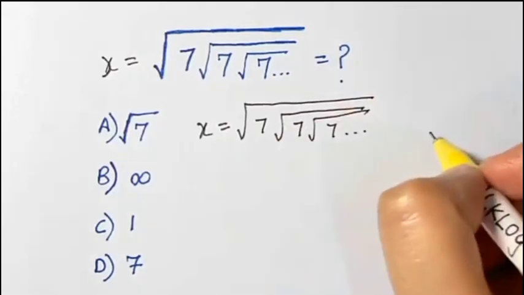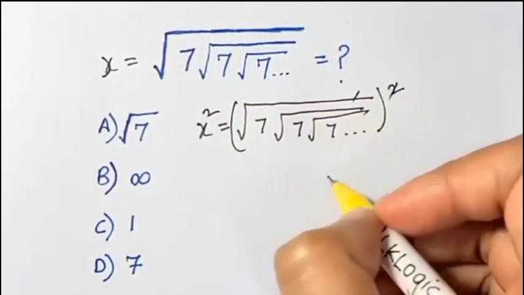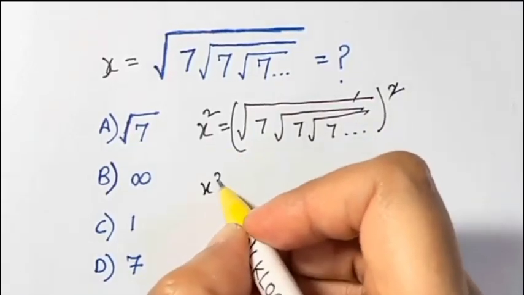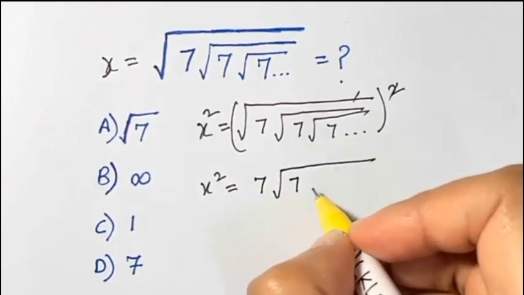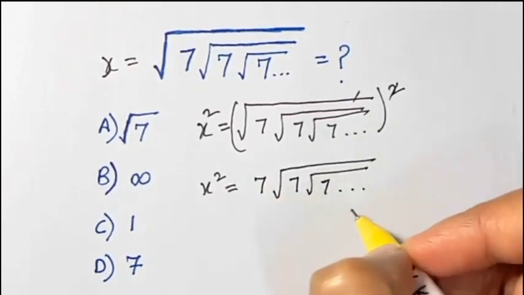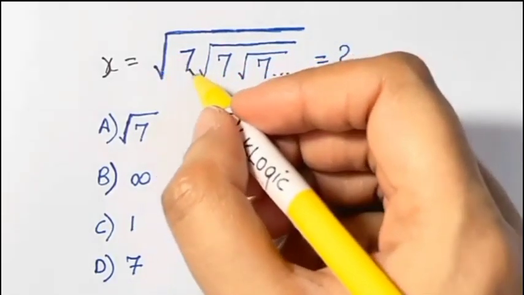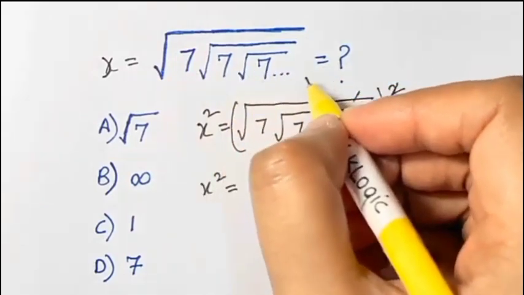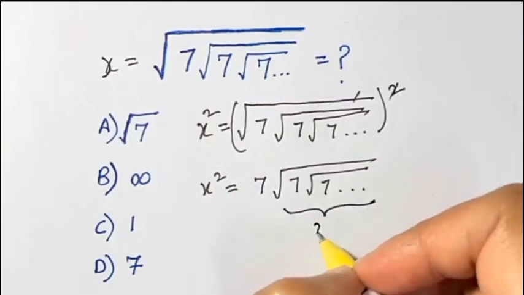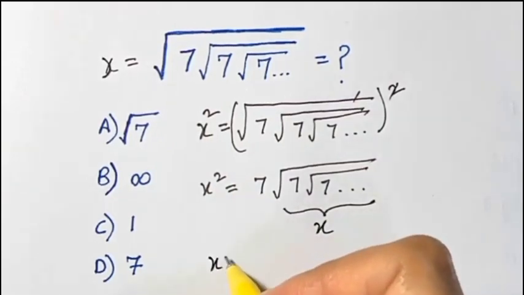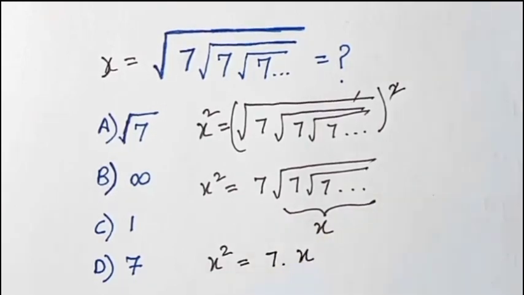Now we're going to square both sides, so squaring on both sides, this root and square get cancelled, so we are left with x squared is equal to 7 times the square root of 7 times the square root of 7, going on to infinity, and so on. Now, as you can see from the question, the square root of 7 times the square root of 7 going on to infinity is equal to x. So we are going to substitute x in place of this. So we have x squared is equal to 7 times x.